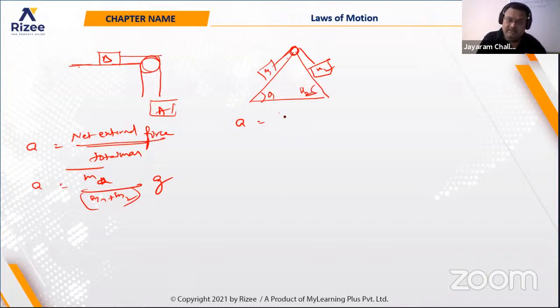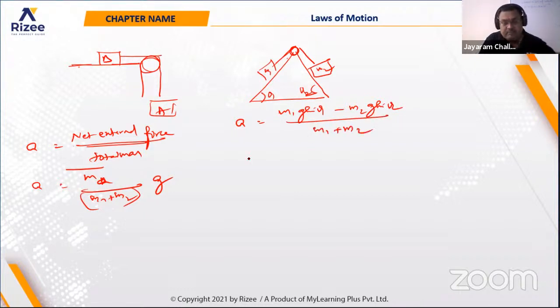So what can be the formula? Net applied force will be m1 g sin theta 1 minus m2 g sin theta 2, divided by the total mass, that will be m1 plus m2. And your tension will be equal to 2 into m1 m2 into, sorry, m1 g sin theta 1 minus m2 g sin theta 2.